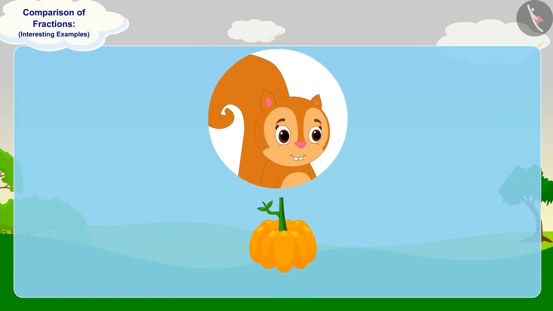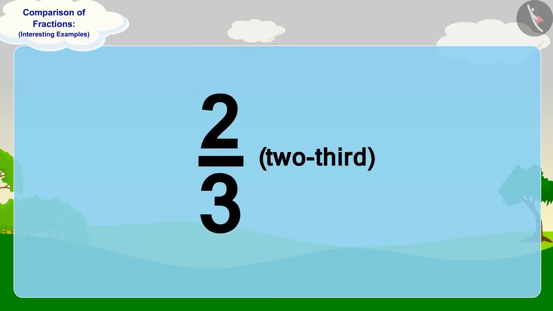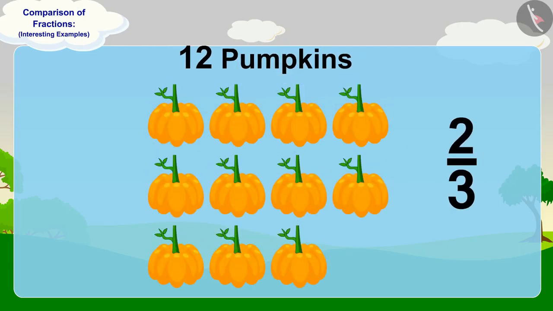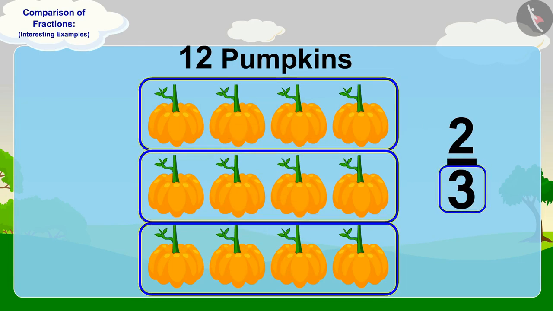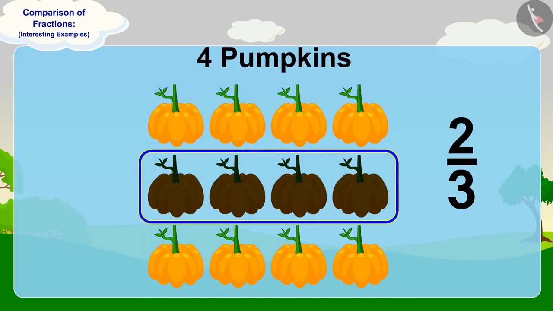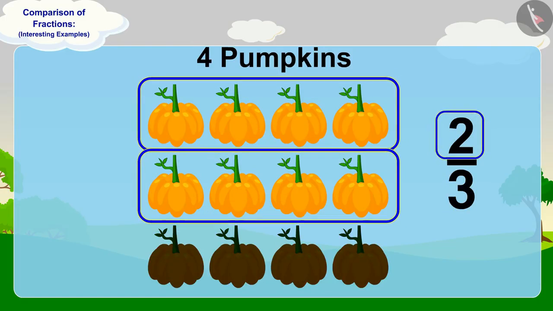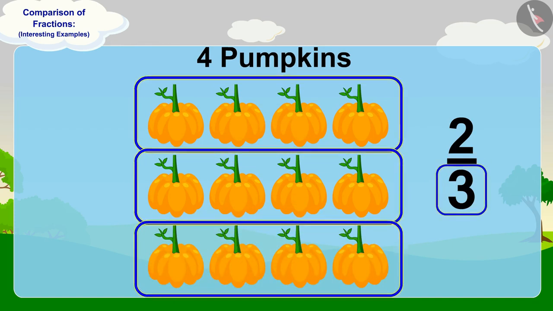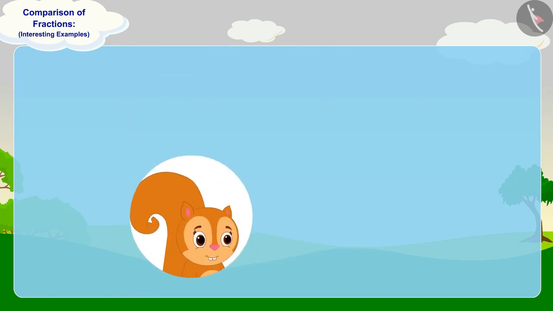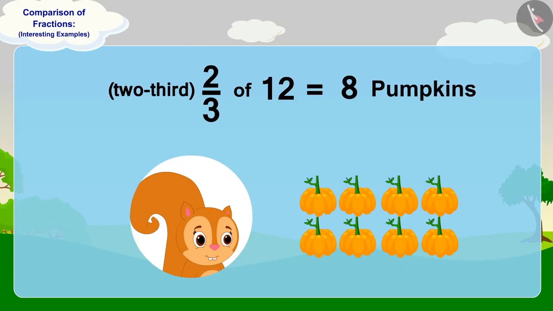First, we will find the number of pumpkins that Chanda gets. To find 2/3 of 12 pumpkins, we have to divide 12 pumpkins into 3 equal parts. In this way, there were 4 pumpkins in each part. Now, to find 2/3 parts, we have to take 2 parts out of these 3 equal parts. In this way, 2/3 of 12 pumpkins is 8 pumpkins.